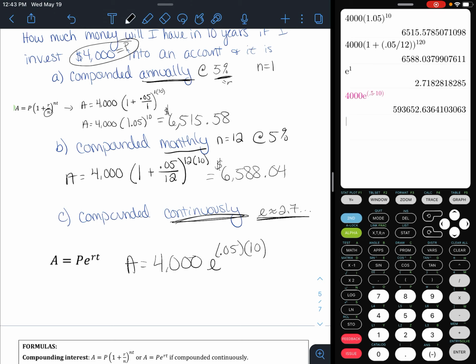Oh, sugar, 0.05, not 0.5. That would be a 50% interest rate, which is pretty awesome, but would never actually happen. Sorry, so 0.05 times 10. There we go, that's a little bit more reasonable.